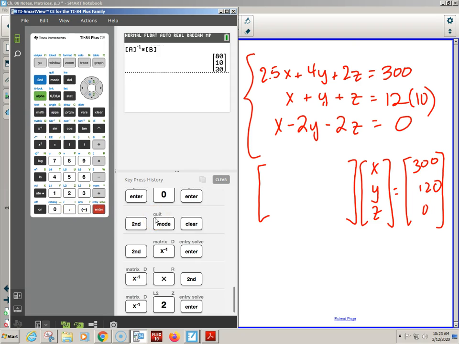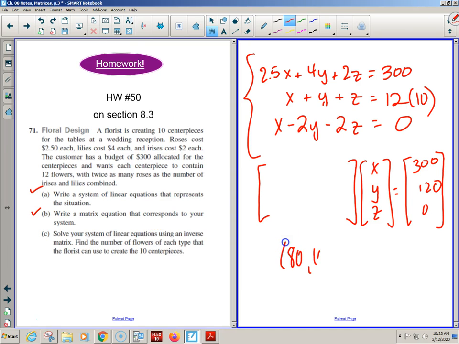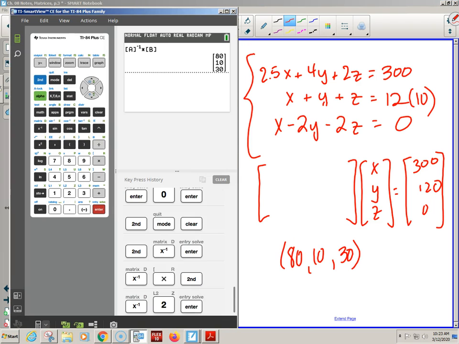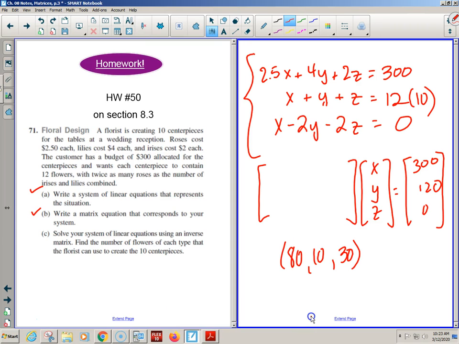There we go. I want 80 roses, 10. I don't remember which is which. Irises? 30 lilies? I think I just did that wrong. So I want 80, 10. Roses, lilies, and irises.